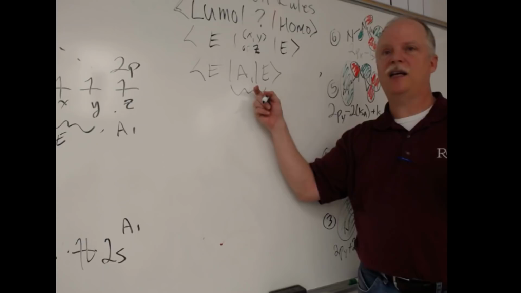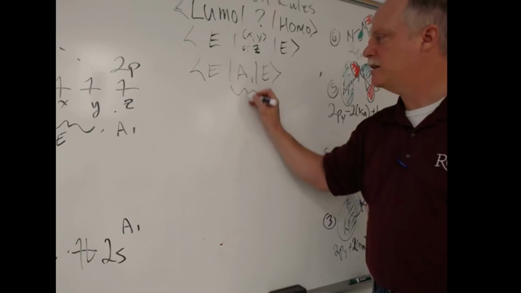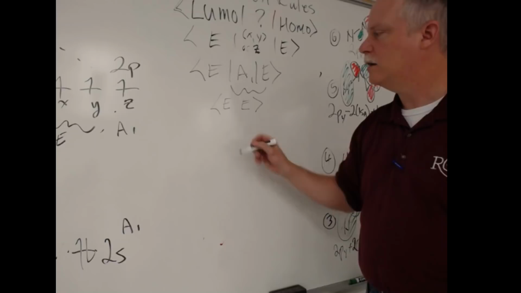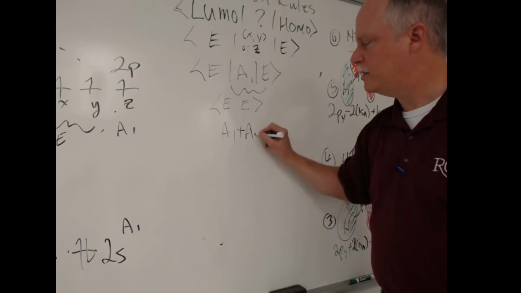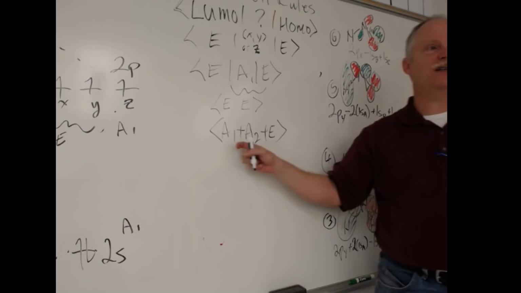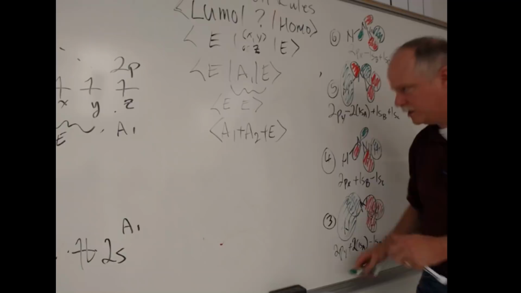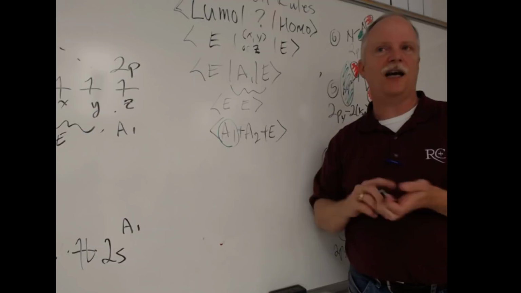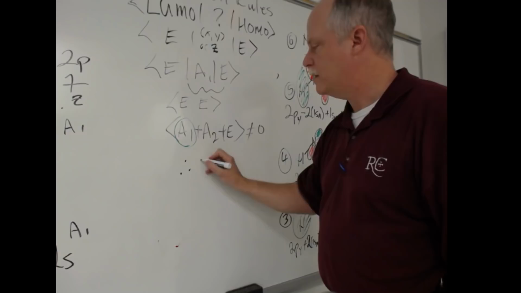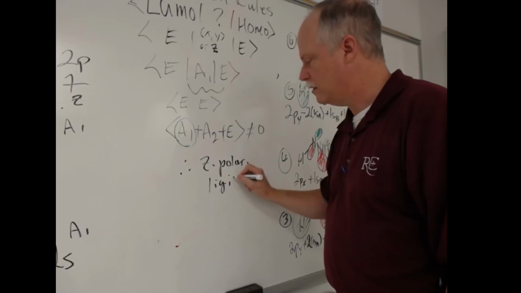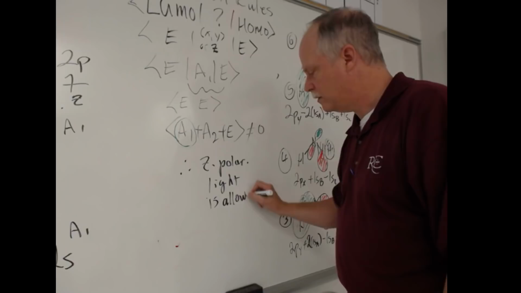So we look in the direct product table, but we can also know that A1 times anything just returns that thing. So this A1 times E will just return E. So we've reduced the integral by one. Now we have two E's. So E times E is A1 plus A2 plus E. So this integral contains three terms, and these are the symmetries of those three terms. So we see this A1 here, and if the integral result contains A1, then that's not equal to zero. So therefore, this is not equal to zero, therefore z polarized light could make that transition.